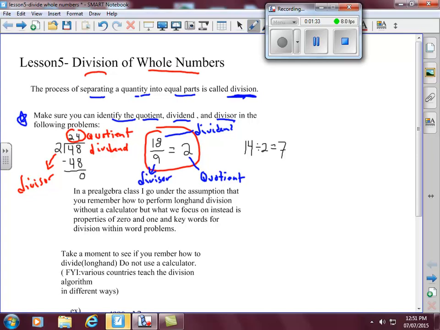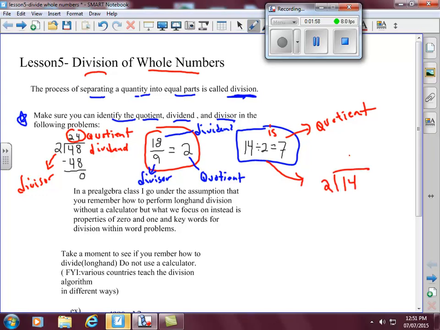Okay? Let's try again. This would read as 14 divided by 2 is 7. See, I always say read it to yourself first. Is 7. So therefore 7 is the result. Therefore 7 is the quotient. 14 divided by 2. Okay? That means that I could rewrite this problem as 14 divided by 2 is 7.